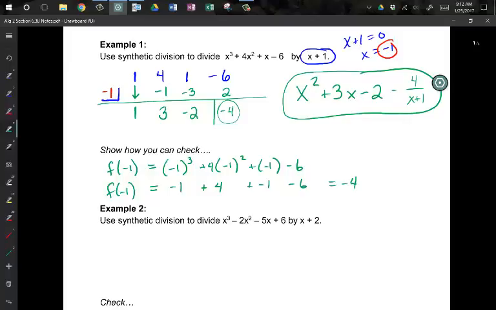Now, do you want to see how to check it on the calculator? Maybe we can go over that later, or do you want to do that now? Which would you prefer? Later? Okay, we'll do that later.